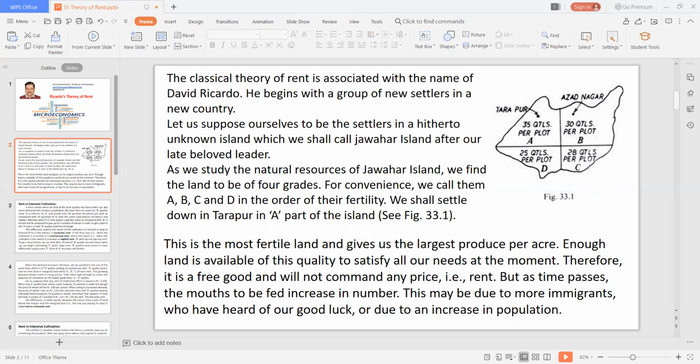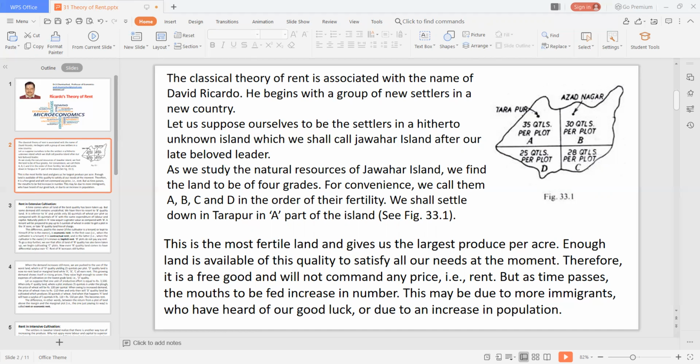This is the most fertile land and gives us a large produce per acre. Enough land is available of this quality to satisfy all our needs at that moment. Therefore, it is a free good and will not command any price, that is rent, because we have enough produce and are free to do the business. So there is no rent for that.